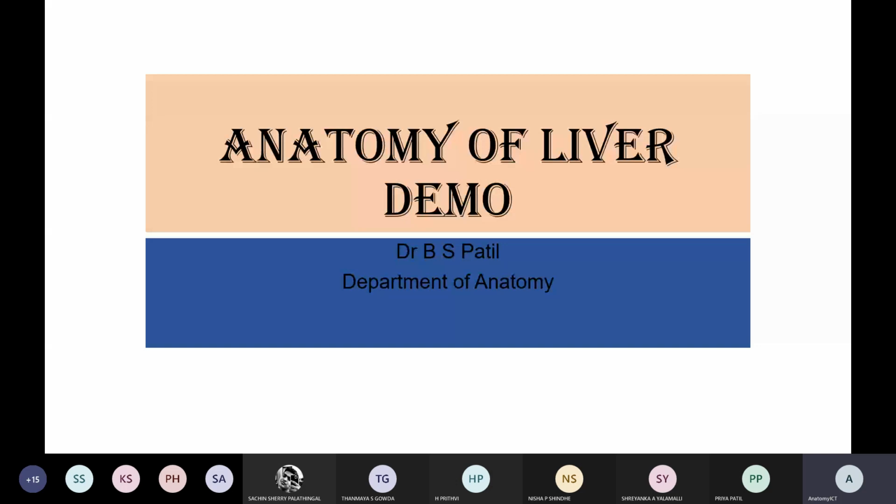And as soon as you know the supports, the relations of the liver are also very important. These are the main five features one should know during the demonstration of the liver: location of the liver, anatomical features of the liver, functional and anatomical subdivisions of the liver, support of the liver, and relations of the liver.